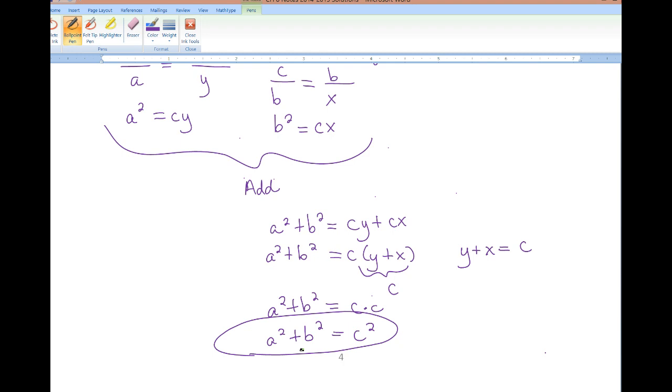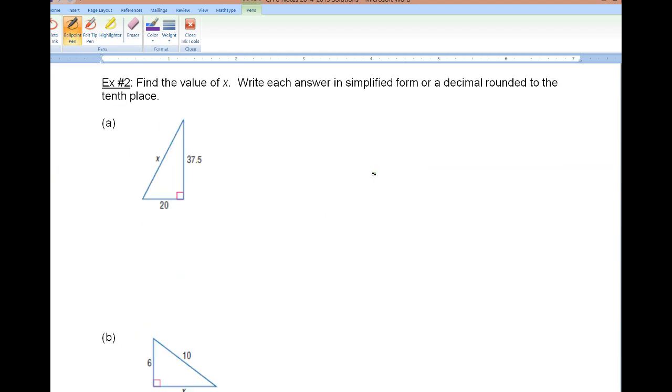Okay. All we did was set up geometric mean twice, cross multiply, add the two equations, and use substitution, and we got our proof of the Pythagorean theorem. See? That wasn't so bad. I know we didn't justify all the reasons. We did a proof, but we basically just wrote out the steps. Let's look at the next page.